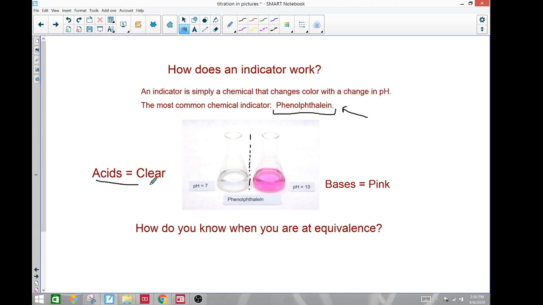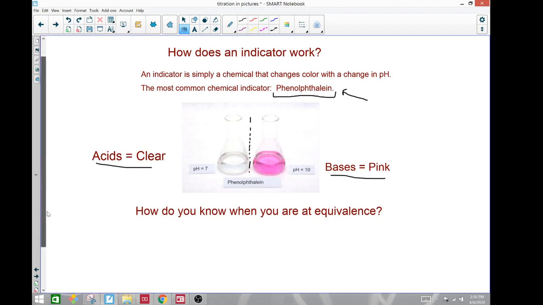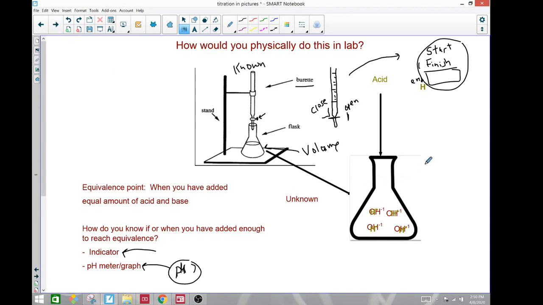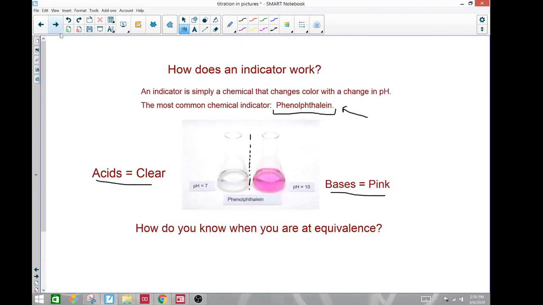Acids are typically thought of as being clear. Bases are typically thought of as being pink. Right around 8.7-ish, it flips, and it flips pretty well, even to a slight pink. So how do you know if you're at your equivalence point? Before you get started, you would drop into this beaker just a couple drops of phenolphthalein, okay? And then it's going to change color when it changes.